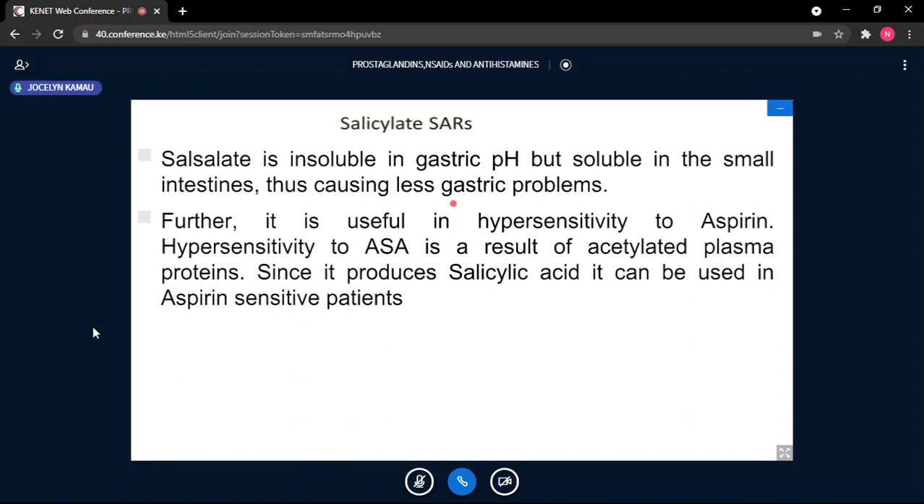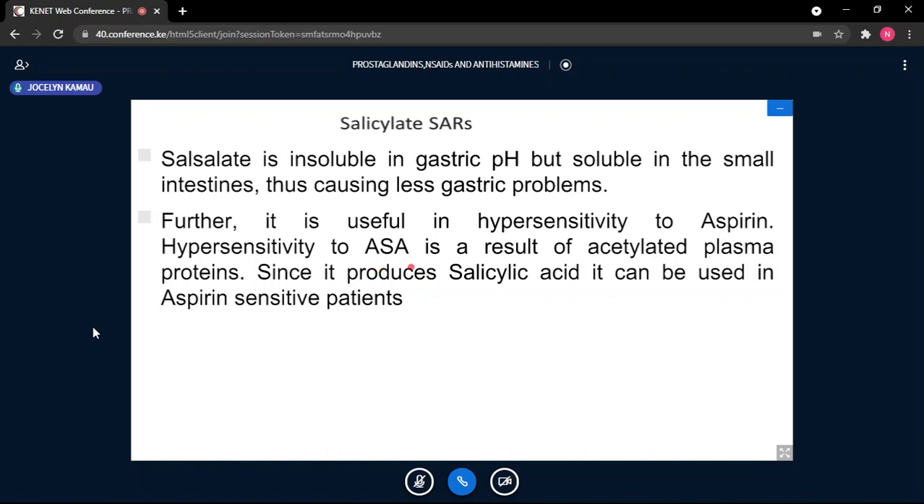It is insoluble in gastric pH, but soluble in the small intestine, and that also causes less gastric problems. You know, the small intestine is basic pH. The stomach is acidic, so it is insoluble in the acidic pH and soluble in the small intestine, and that causes less gastric problems, because gastric problems are within the stomach. Further, it is useful in hypersensitivity to aspirin.